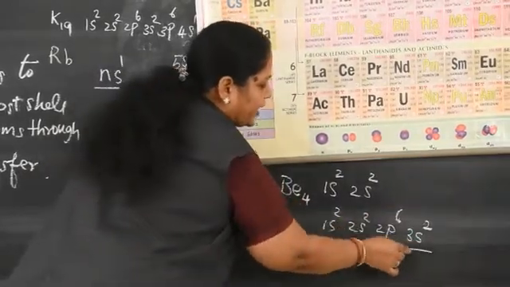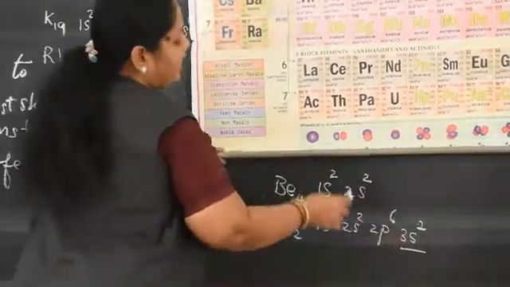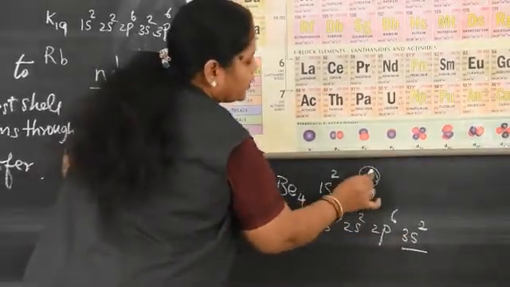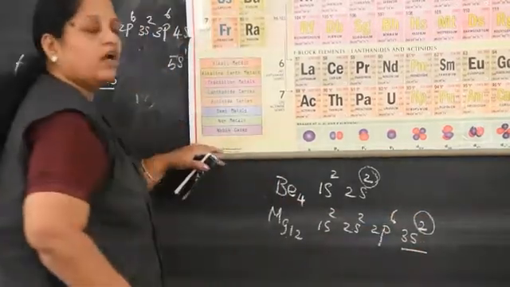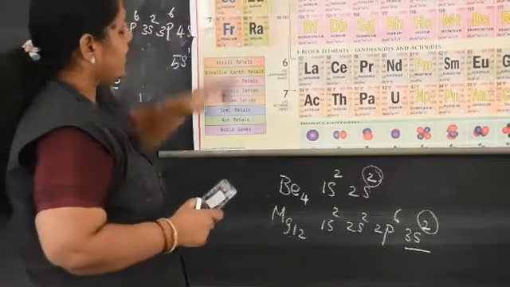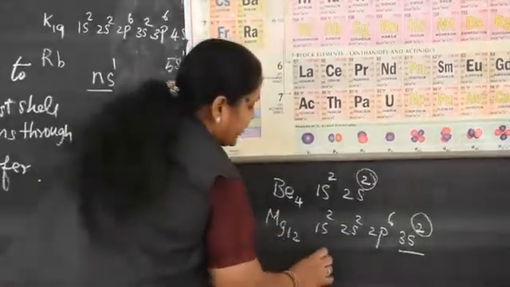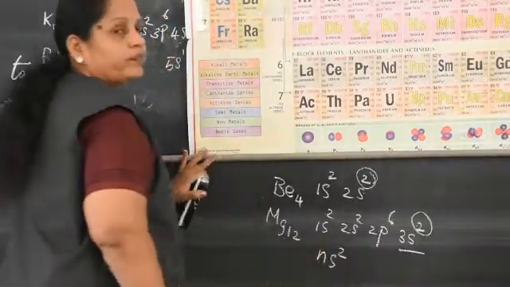So the last electron enters where? 2s. The next element is 3s. The last electron. The outermost shell consists of how many electrons? 2 electrons only. So what is the general formula? How are these represented? These are called ns2.